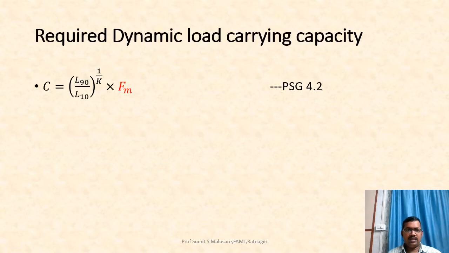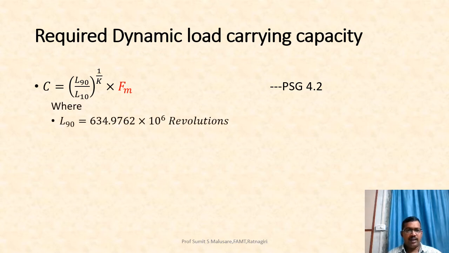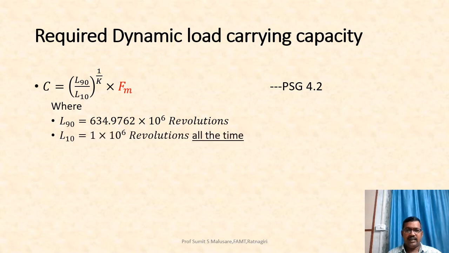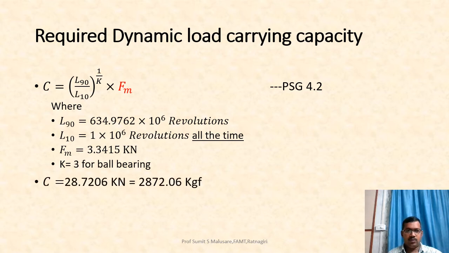Now the required load carrying capacity: C is equal to (L90 upon L10) raised to the power of 1 upon K, into Fm. Now why is it Fm? Because here three different cycles are there, so we have to consider the mean effective load. L90 is 634.9762 millions of revolutions, L10 is always 1 million of revolutions, Fm is 3.3415 kilonewtons, and K is equal to 3 for ball bearing. Then C comes out to be 28.7206 kN, that is 2872.06 kg.